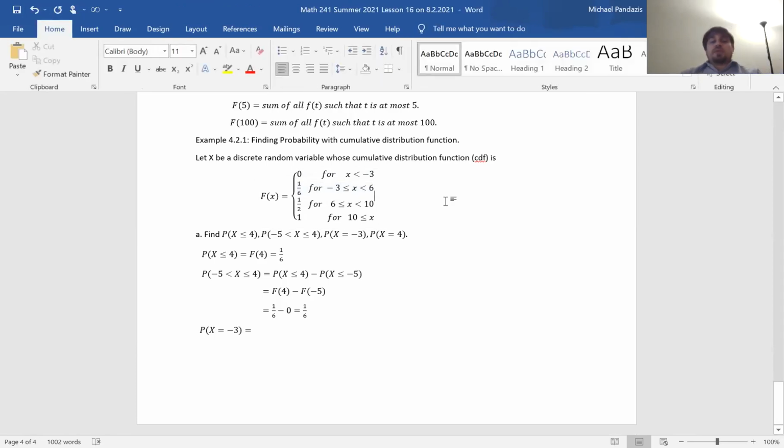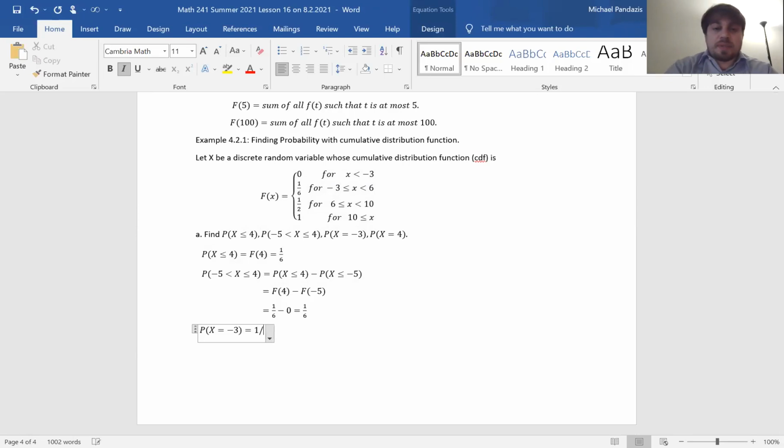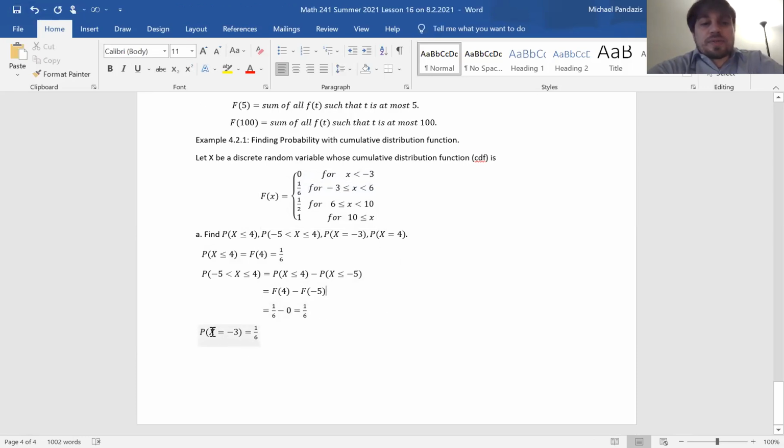And so the cumulative distribution function jumps from a value of 0 to a value of 1/6 once you get to negative 3. And so since the probability of capital X being any value less than negative 3 is 0, and you know that cumulatively, the probability that capital X is at most negative 3 is 1/6, that means that the probability of capital X being exactly negative 3 has to be equal to 1/6. It has to be equal to the jump in the cumulative distribution function when you reach negative 3. Okay, so the probability that capital X equals negative 3 is equal to 1/6.